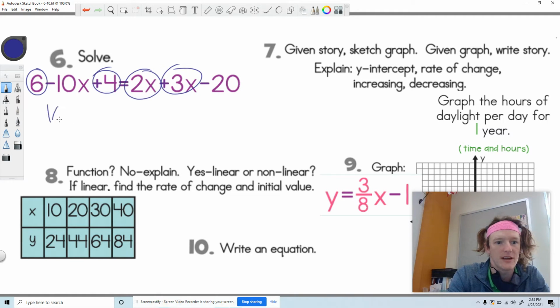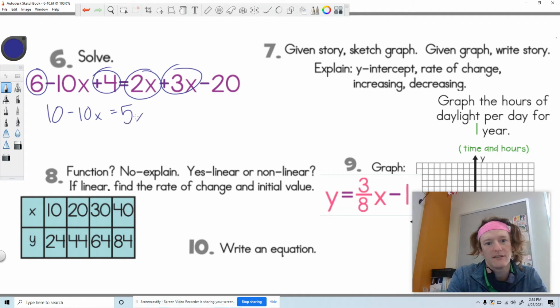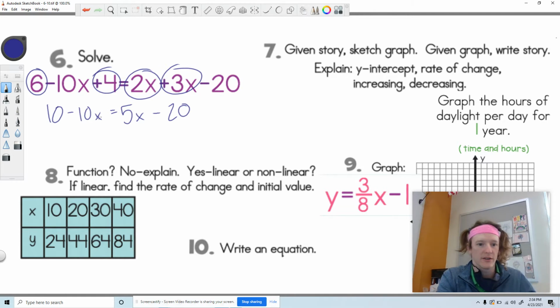6 and 4 makes 10. Bring down our minus 10x. Next step, we've got 2 and 3 x's make 5x minus 20. And then you're going to have to bring your x's to the same side. So we'll add 10x to both sides, and that'll cancel this off.